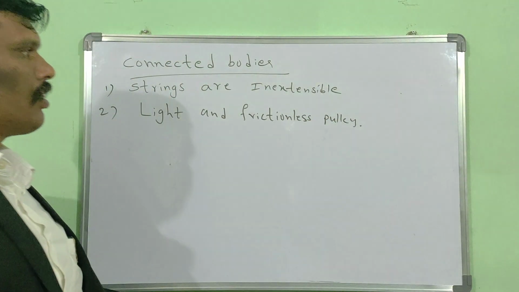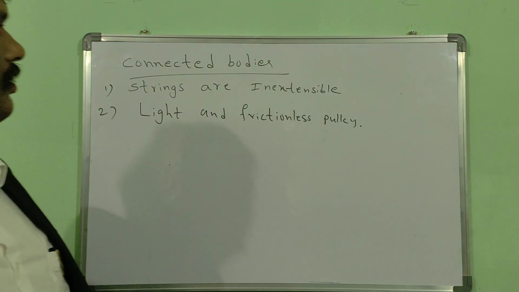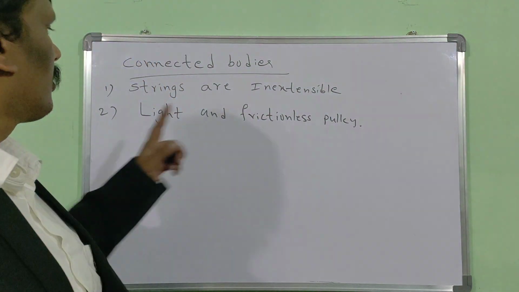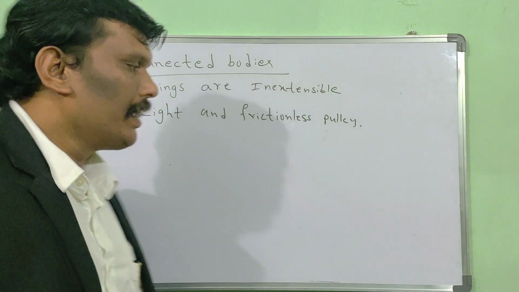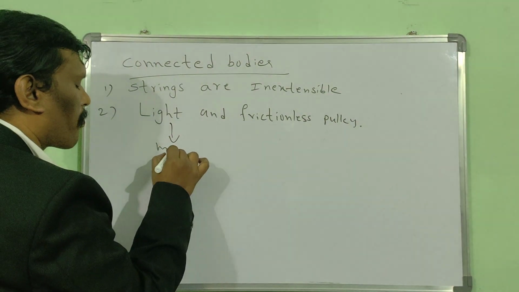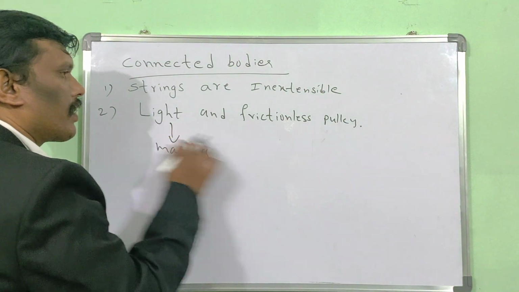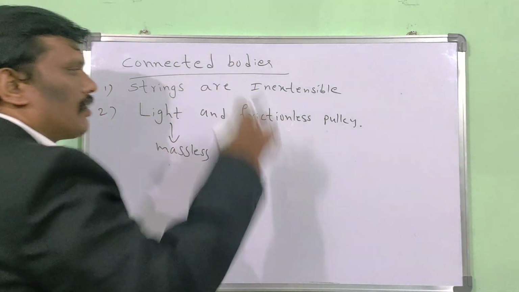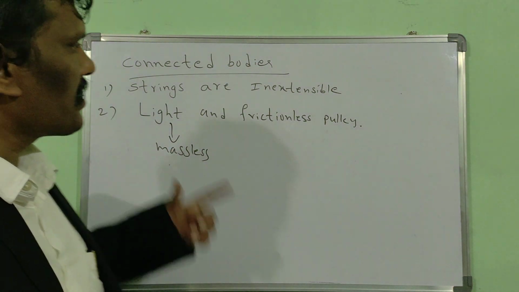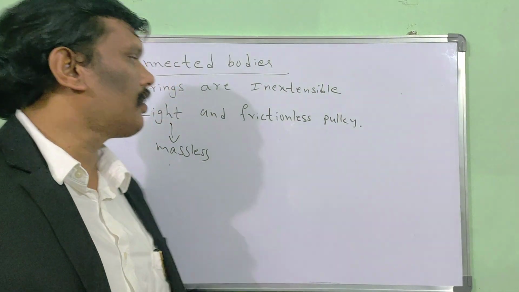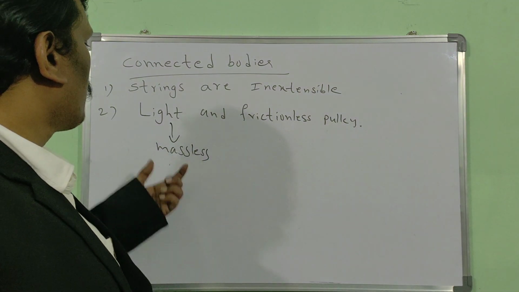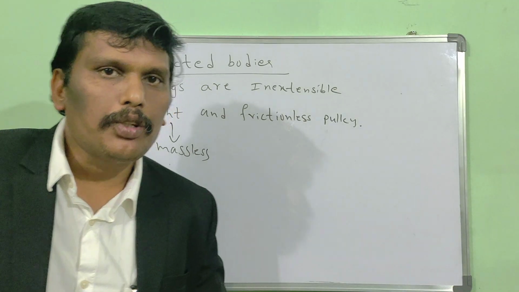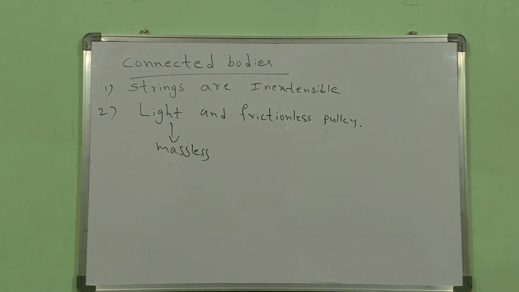In this section, whenever I use the word string, it is inextensible only. Whenever I use the word pulley, it means a light and frictionless pulley only. Here light means a massless pulley, so we are not going to consider the pulley's mass to solve the problem. Remember that. And frictionless means there is no friction between the string and the pulley. These are the considerations we need to remember to solve the problems.